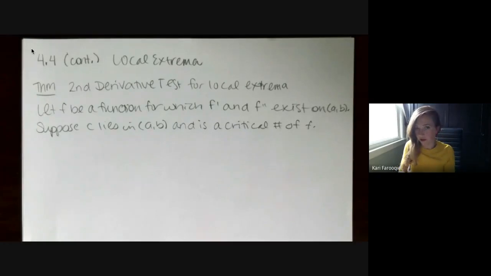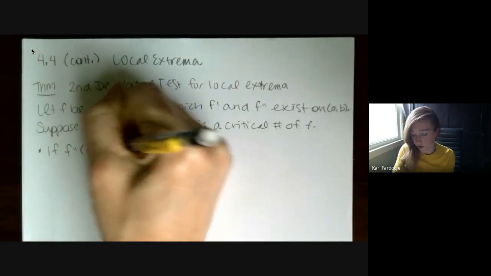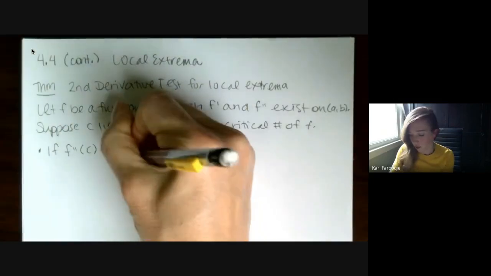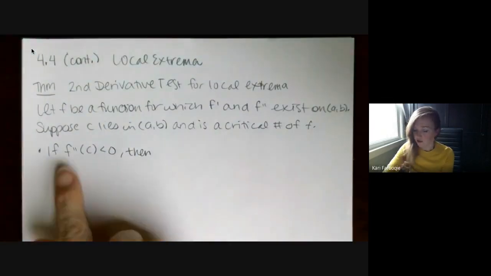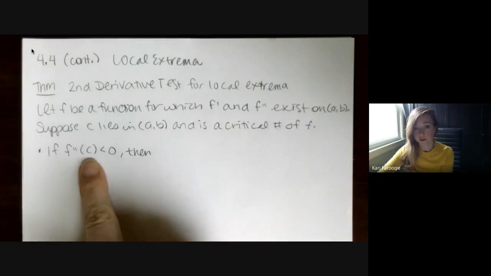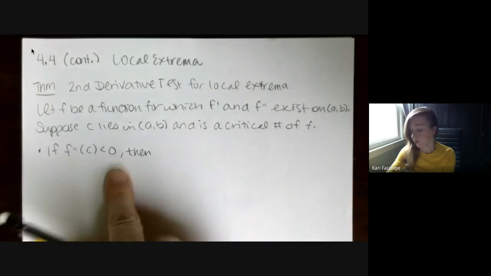You have to take the first derivative to get to the second derivative. So you're going to find the first derivative and you're going to get the critical number from there. And then you're going to keep going and you're going to get the second derivative. And here's where the test comes in. If f double prime of c is less than 0, and this is going to be one of those opposite things, so if your second derivative evaluated at the critical number is less than 0, then f of c is a local maximum value.